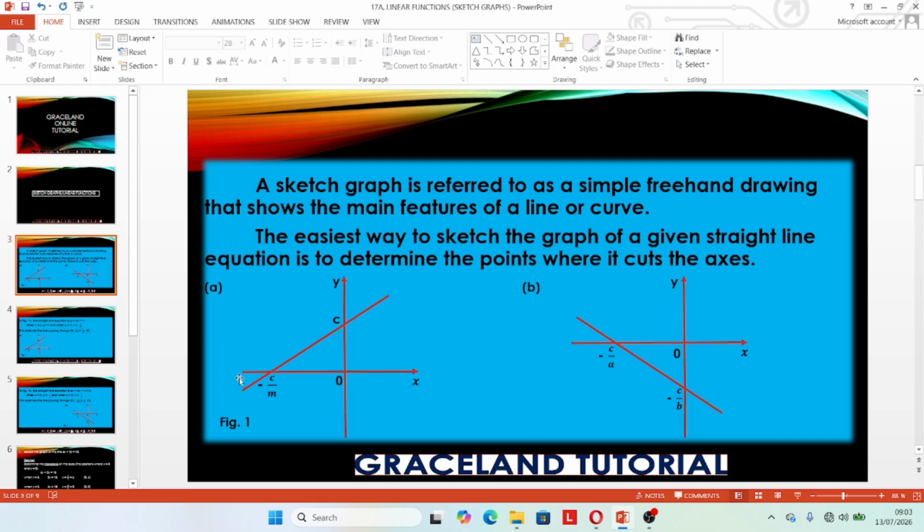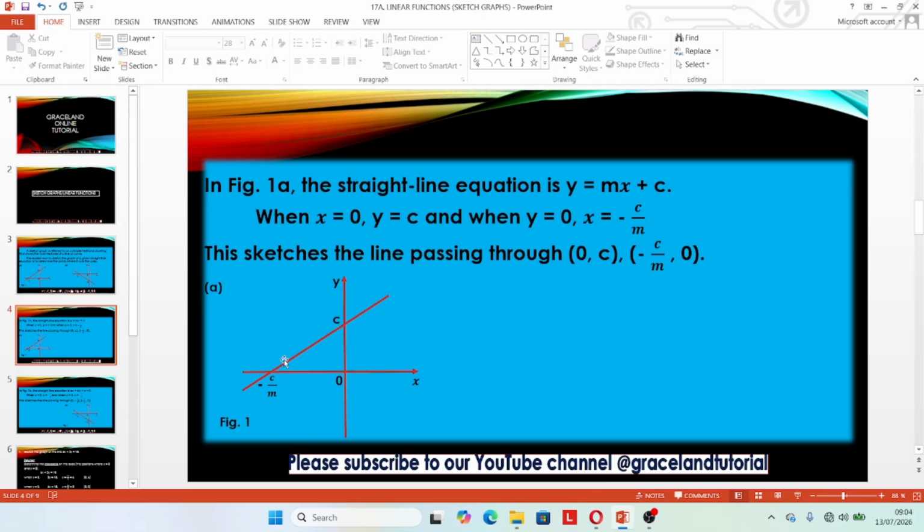In figure 1a, the line cuts the y-axis at c, and then the line also cuts the x-axis at minus c over m. And in figure 1b, the line cuts the x-axis at minus c over a, and then the y-axis at minus c over b. Now, how do we get this?